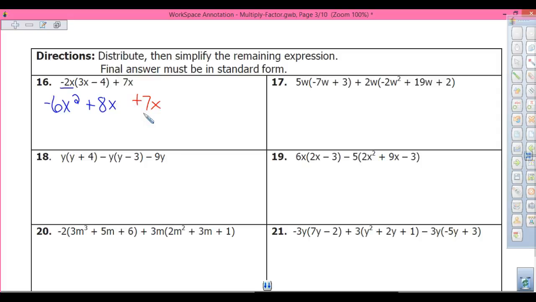Now do I have any like terms? I do. My x's are the same, right? So I can combine. I've got negative 6x squared. Combine our x's, so plus 15x. And there is our answer.